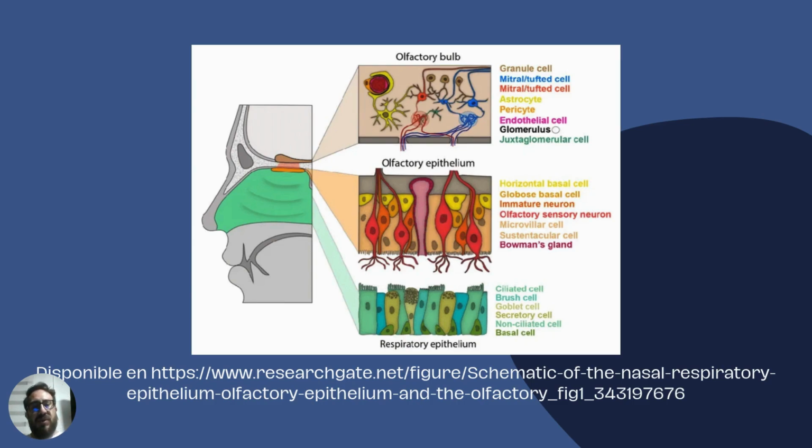The nasal mucosa is also highly vascularized. This rich blood supply helps warm the inhaled air before it reaches the lower respiratory tract. Together, these mechanisms protect the lungs and maintain optimal conditions for gas exchange.